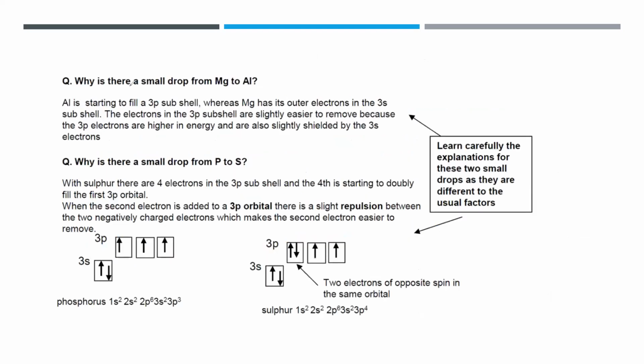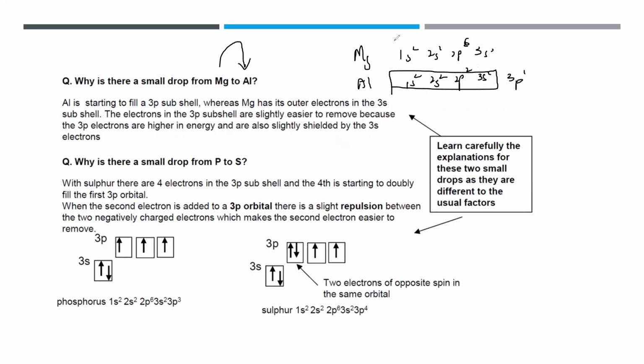And in the same way, why is there a small drop from magnesium to aluminum? Why does the ionization energy change from magnesium to aluminum? Because when we write for magnesium, it is 1s2, 2s2, 2p6, 3s2. For aluminum, it is 1s2, 2s2, 2p6, 3s2 and 3p1. Aluminum will have more inner electrons, magnesium will have less, so aluminum has a greater shielding effect. That's why the ionization energy will be less.